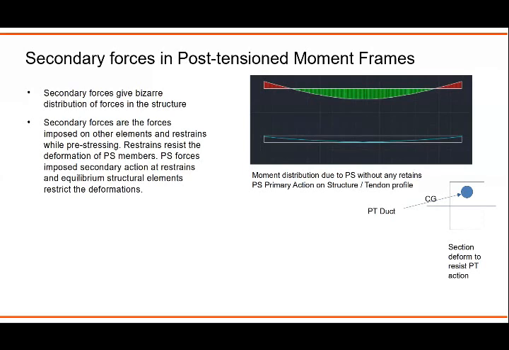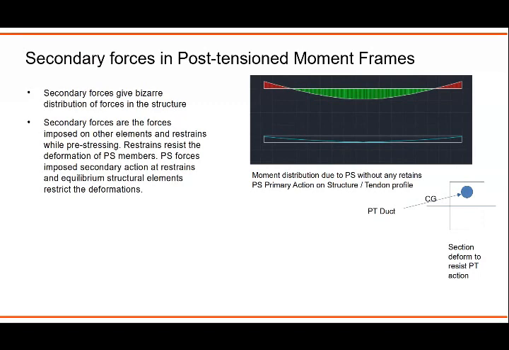Secondary forces are the main challenge. Secondary forces happen due to the deformation of structures due to pre-stress forces. Because of pre-stressing the structure deforms, and to resist that deformation, the column stiffness and other restraint stiffnesses restrain the movement. Because of that restraining, secondary moment happens. This secondary moment distributes throughout the structure. It is not favorable.